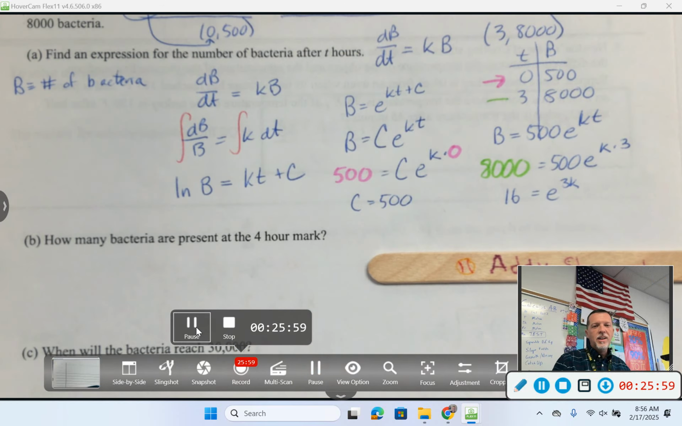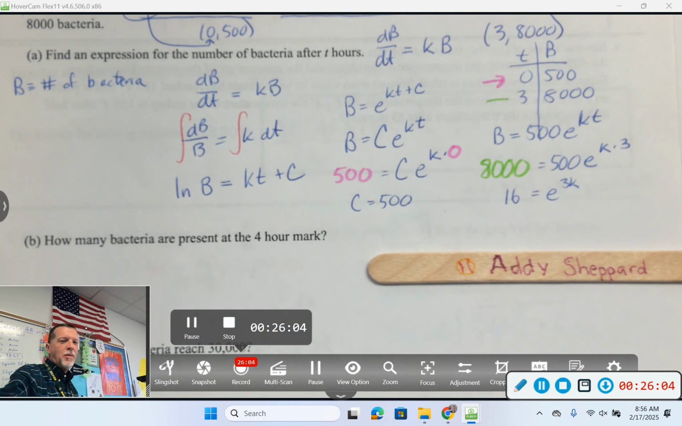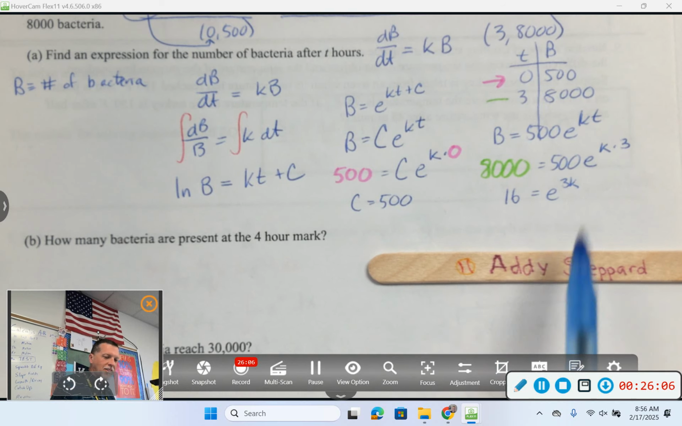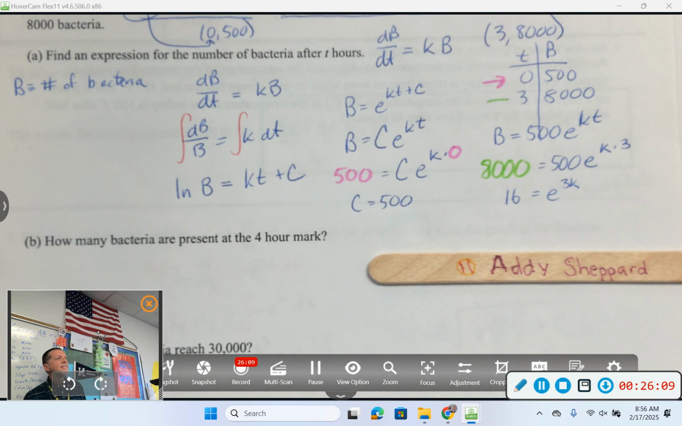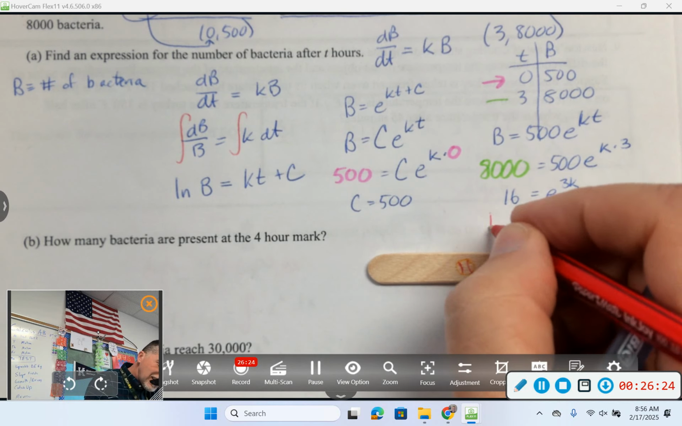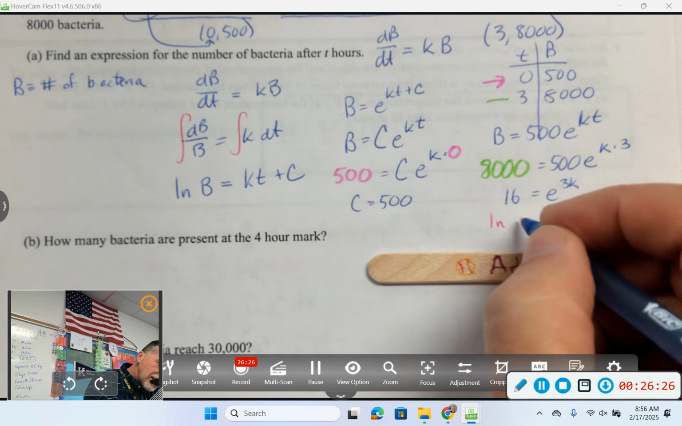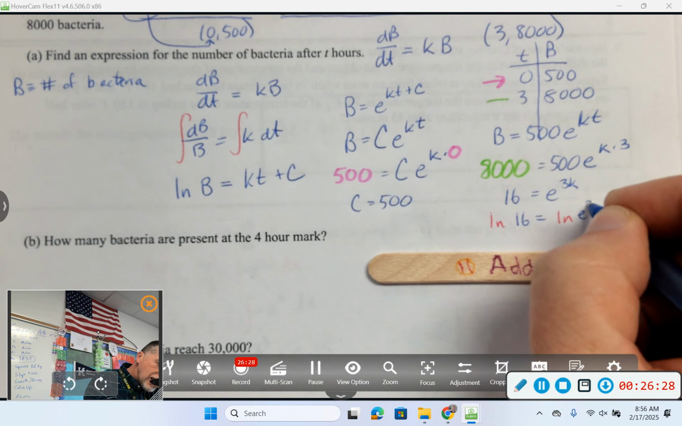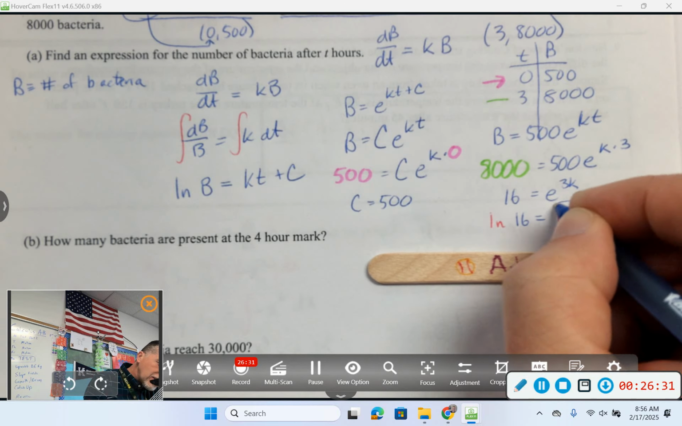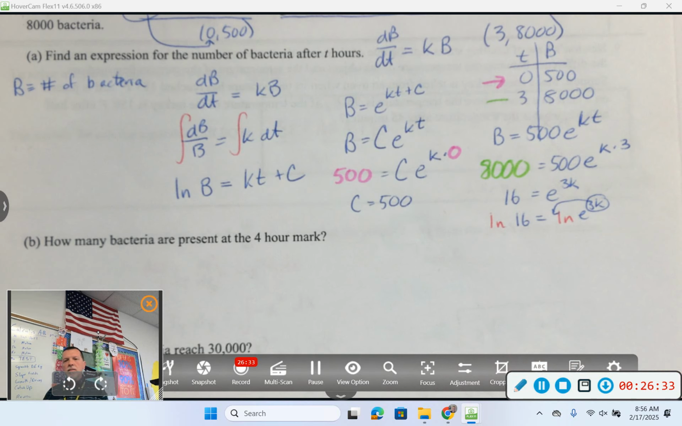What do you want to do to start to get K, or to continue to get K by itself, I guess I should say? How do I get that 3K out of the exponent? Yes, natural log. Let's natural log both sides, because that allows the 3K to come down front.